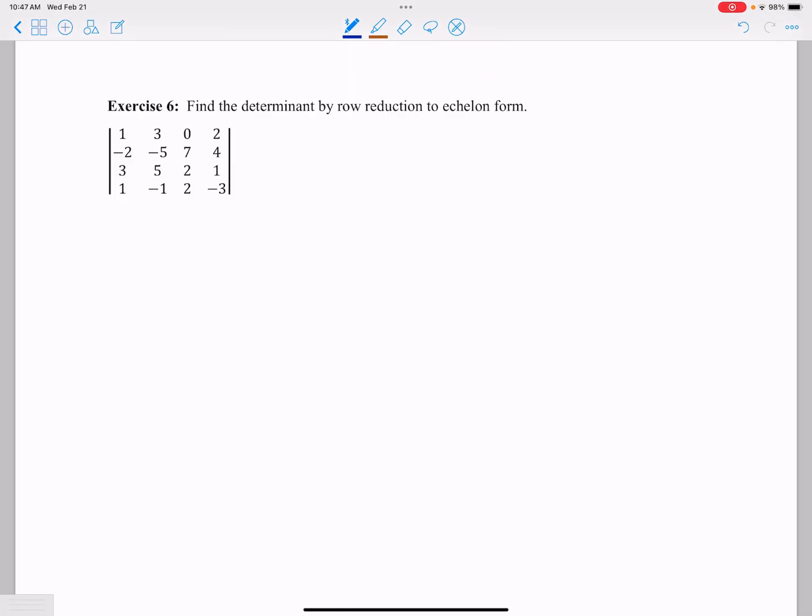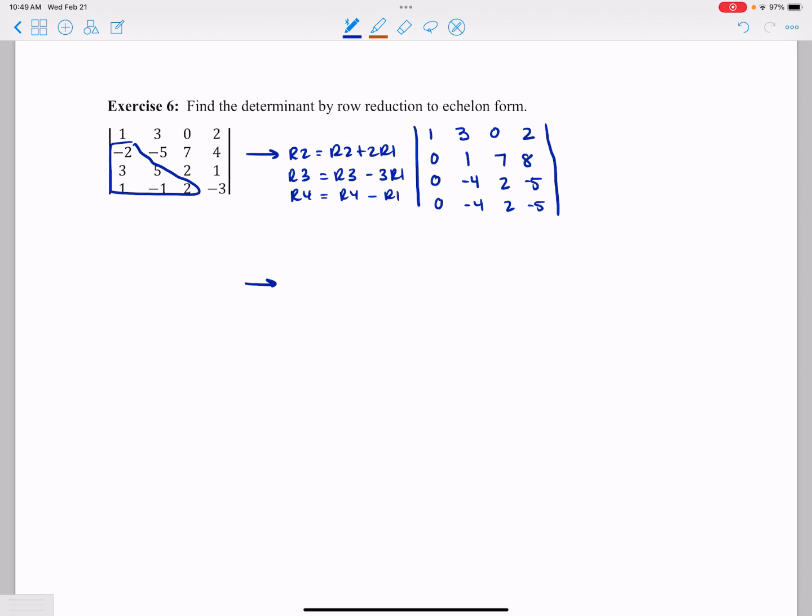To use row reduction to find the determinant, our goal is to use row reduction to transform it into a triangular matrix. So I'm going to try to make all of those zeros. So I'm going to do row 2 equals row 2 plus 2 row 1. Row 3 equals row 3 minus 3 row 1. And row 4 equals row 4 minus row 1. Notice in all of those, I'm adding a multiple of another row, so the determinant does not change.